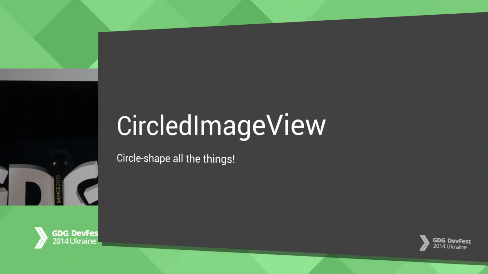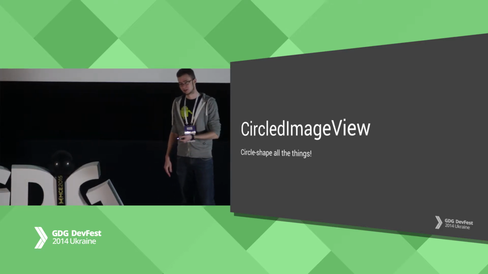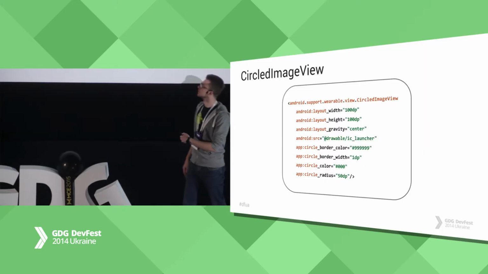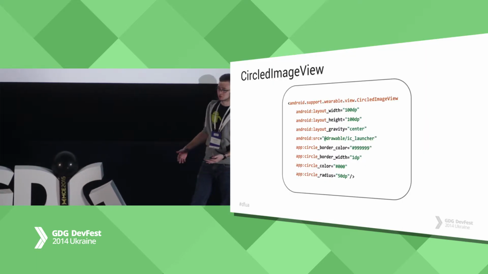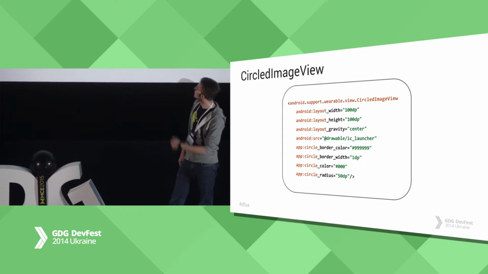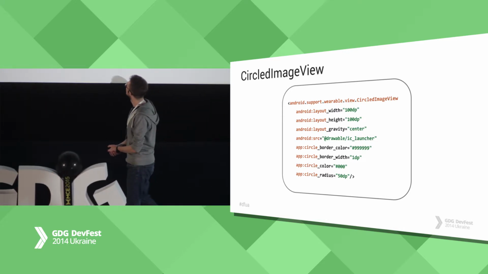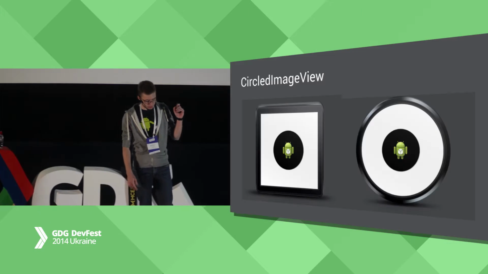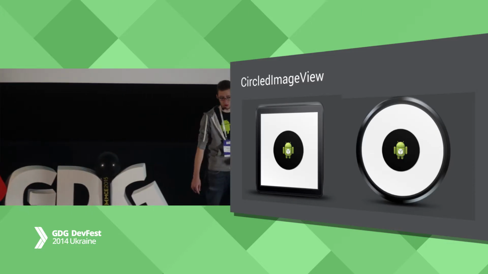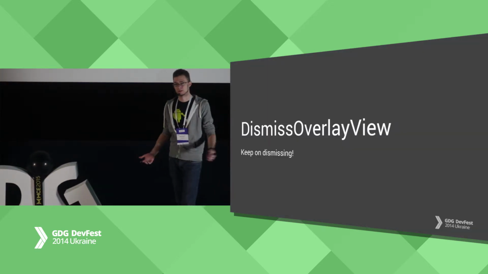So probably you will like to keep that in mind. And Google is giving us the tool to use that very easily, just circle image view. So the view that makes a circle from our asset. So for example, some image from the drawable, we set borders, we set some radius of that, and we get something looking like that. So it's quite easy and looking quite nice, I think. So we don't have to do much about that.